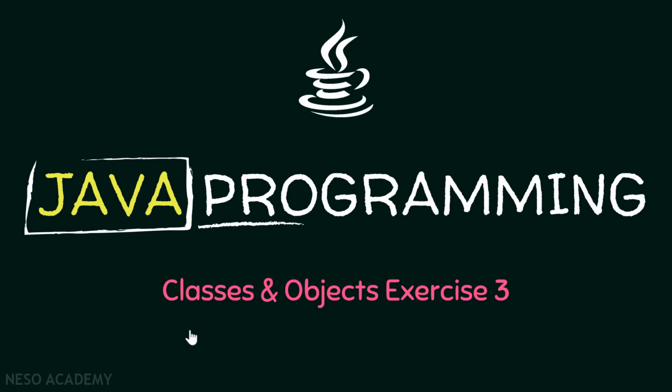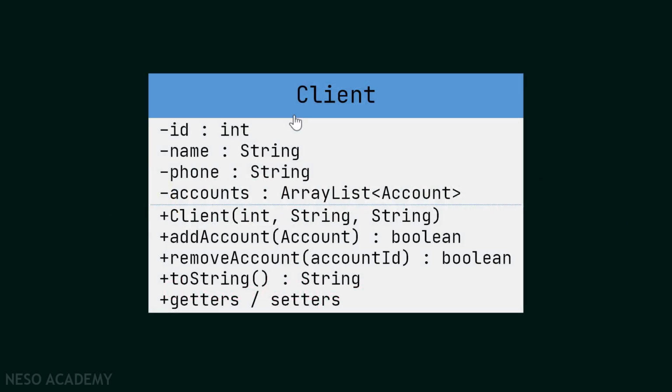In this lecture we will create a client class in Java. And here is the UML diagram for the class. The class is called the client and it has a private integer ID. We also have a private string name and a private string phone. And we have a private array list of account which is called accounts. Over here you can use an array list or you can use an array, no problem.